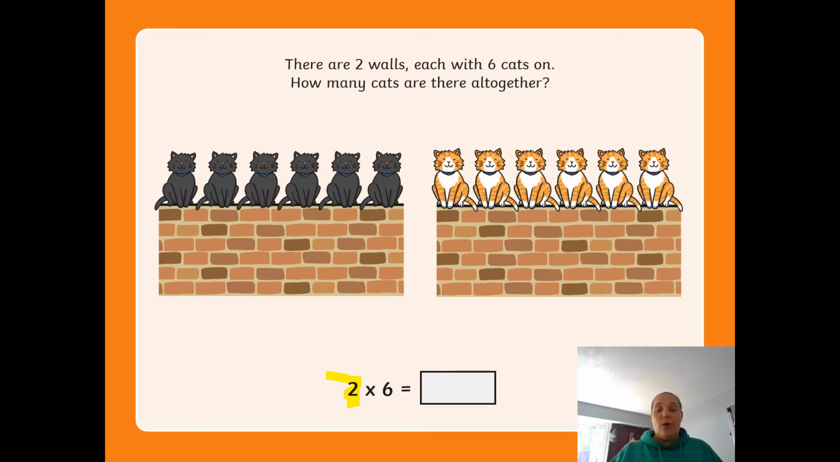And on each wall we have got 6 cats. So we can see here 6 black cats and 6 ginger cats sat on 2 different walls. So we're going to hold up 6 fingers for our 6 cats, and we're going to count in steps of 2 because we have got 2 walls. So we've got 2, 4, 6, 8, 10, 12. So there are 12 cats altogether sitting on the wall.